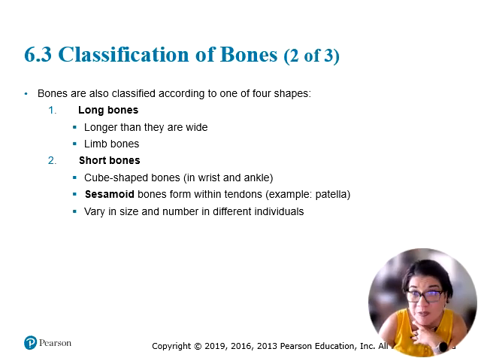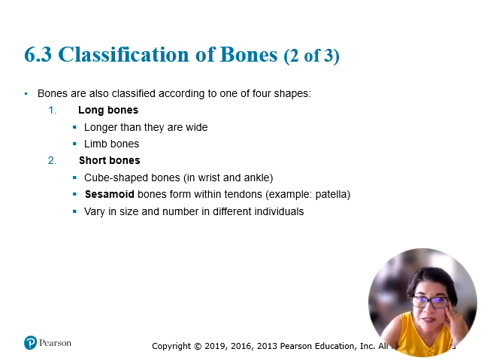Okay, you have a few different types of bones. So you have long bones. That's usually what we think of as bones, and that would be like your femur or your ulna or your fibula or things like that. They're your limbs, right? And then you have short bones, and they can be cube-shaped, like in your wrist and ankle. They can be sesamoid.